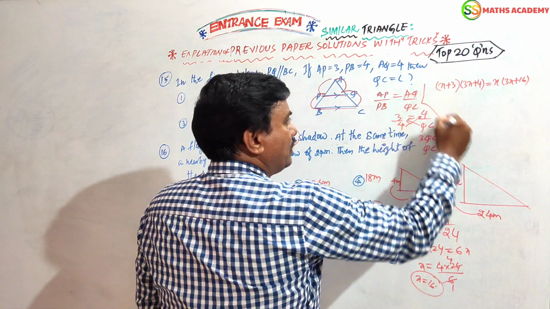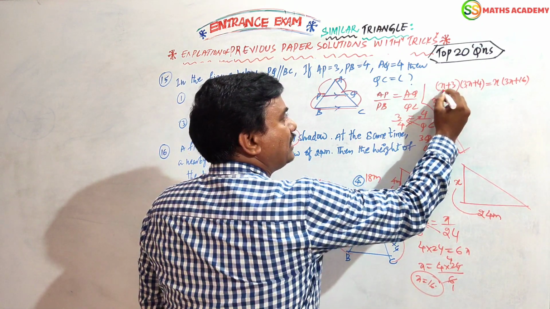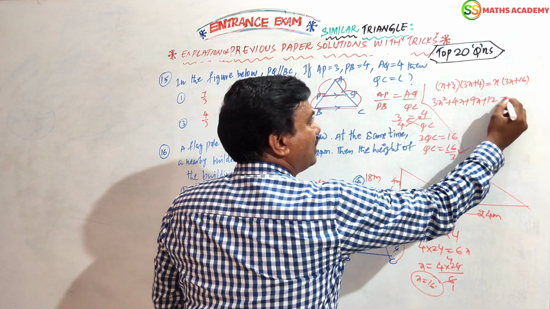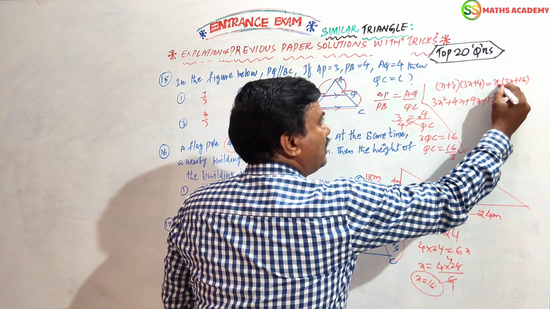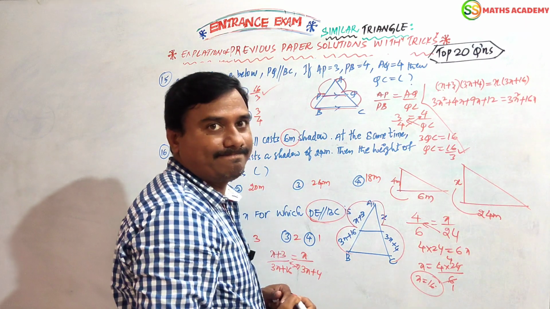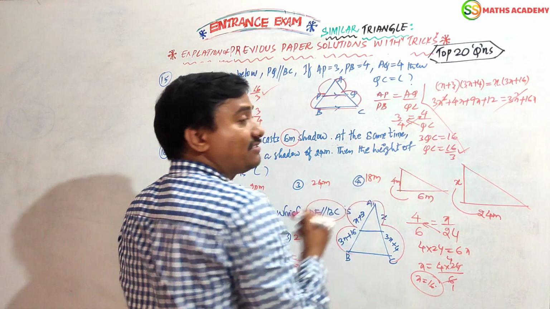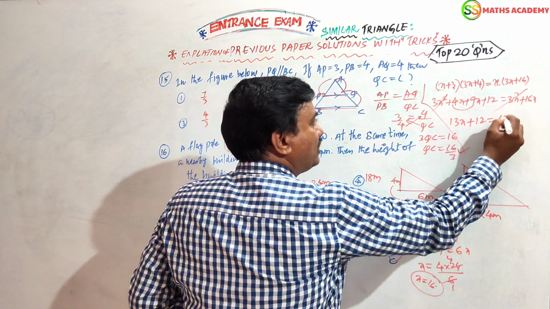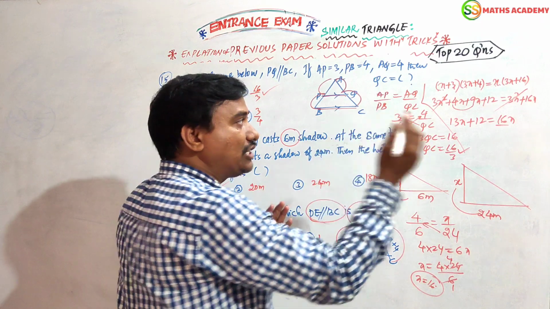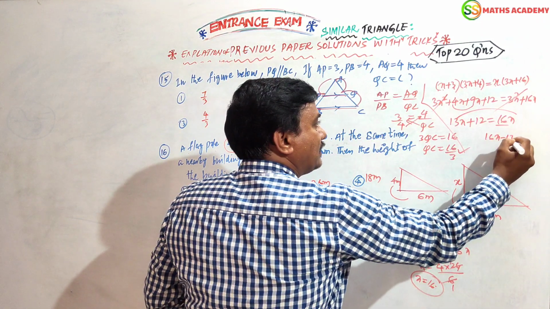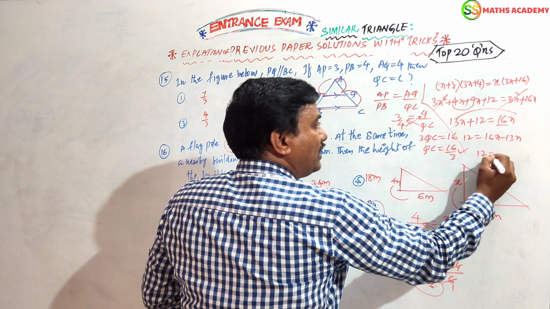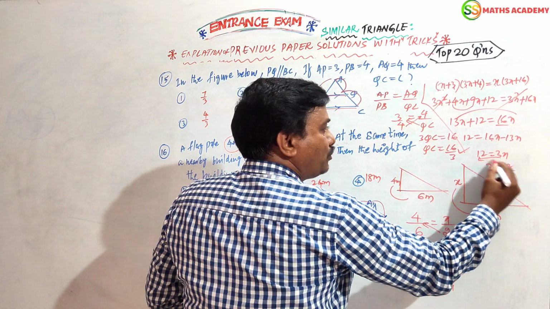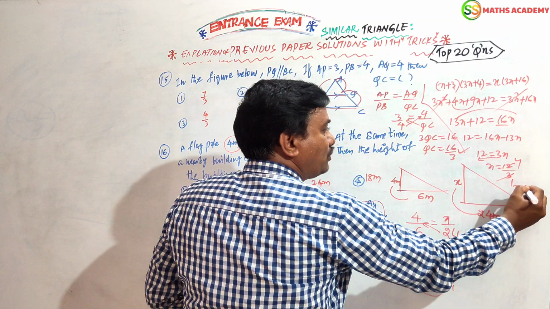Now simple, do the multiplication. x into 3x, 3x square. x into 4, 4x. Next, 3 into 3x, 9x. 3 into 4, 12. That equals 3x into x, 3x square. 3 into 16x, 48. Clear? Now 3x square and 3x square get cancelled. Both are the same sign, so this is nothing but a sum: 13x plus 12 equals 16x. The bigger x value is here, so transfer 13x to the right side, it becomes minus. 12 stays here. So 12 equals 3x. x equals 12 by 3, 16 minus 13 is 3, 3 ones, 3 fours. So x equals what? 4.